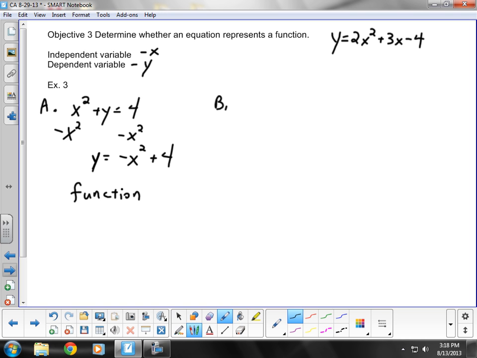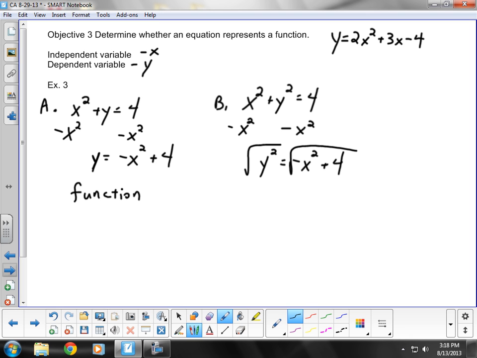Now, part B on this one, let's give you one that's not a function. Let's look at x squared plus y squared is equal to 4. Again, I'm going to subtract the x squared from both sides. So I get y squared is equal to negative x squared plus 4. The difference this time is that that's not solved for y. To solve for y, I've got to take the square root of both sides. And when I take the square root of both sides, remember that I have to take the positive and negative possibility.